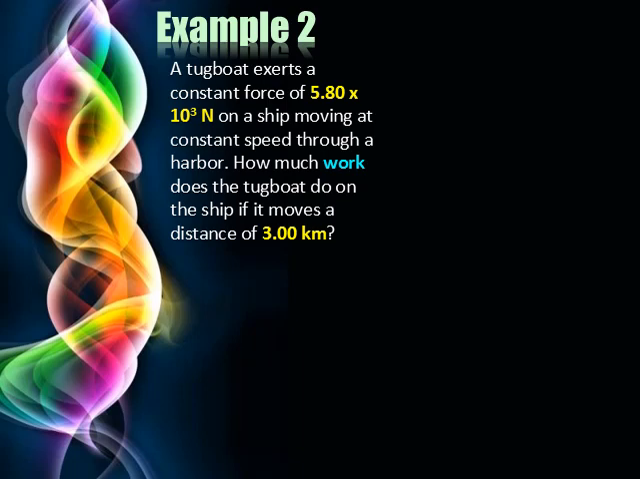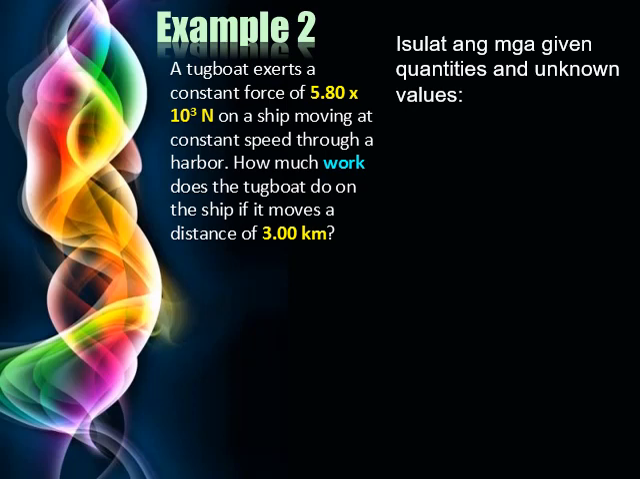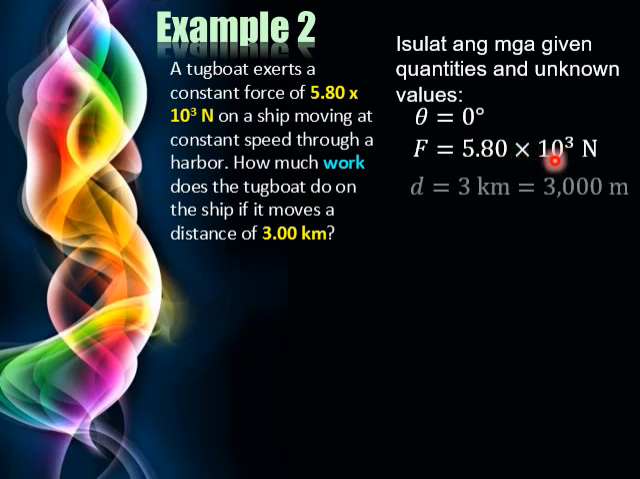To solve the problem, again, we first need to write all the given and unknown quantities. We'll start with 0 degrees, which is the angle. Then you have the force, which is 5.8 times 10 to the 3rd newtons. Then you have a displacement or distance of 3 kilometers. Let's convert this right away to meters, so times 1,000, you have 3,000 meters. And we're looking for the work.